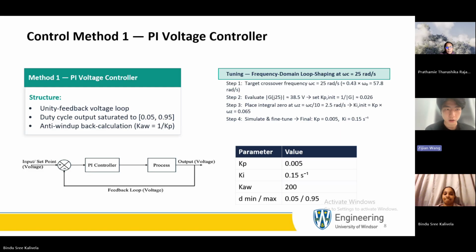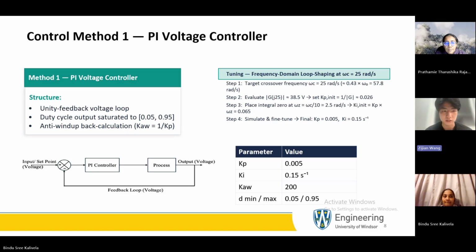Hi everyone. I'll be covering our first control method, the PI voltage controller. The PI controller is a standard feedback loop. The output of the controller becomes a duty cycle command, and we limit it between 0.05 and 0.95 to protect the converter. For tuning, we went through 4 steps.